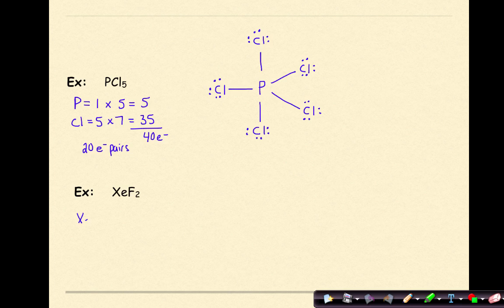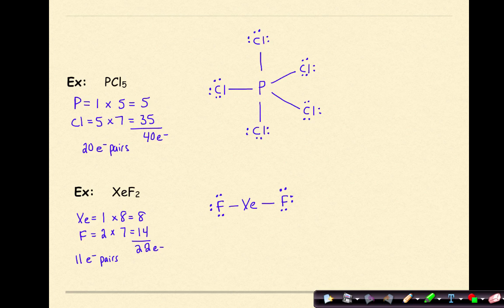So let's start with Xe. There's 1 with 8 valence electrons. Fluorine, 2 fluorines, 7 valence electrons apiece for a total of 14. 8 plus 14 is 22 electrons for a total of 11 electron pairs. I'm going to put Xe in the middle. I have 2 fluorines, so I'm going to put them as far away from each other as possible and then give each fluorine its full octet.